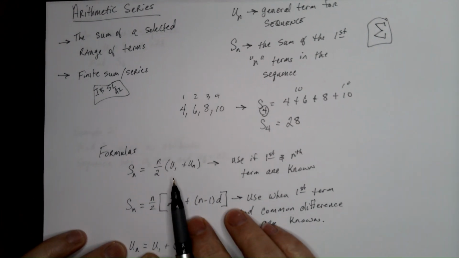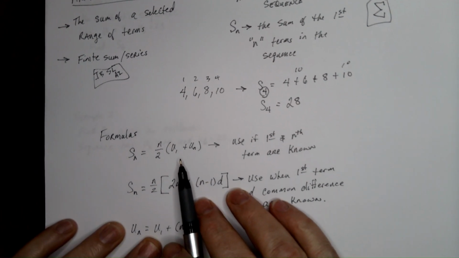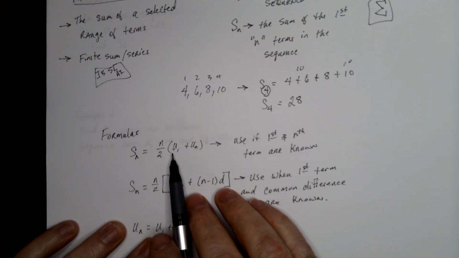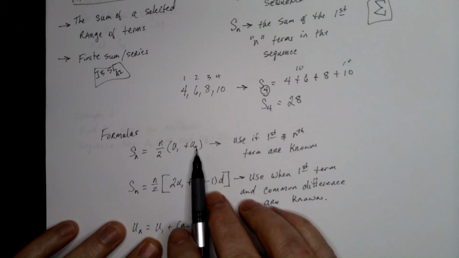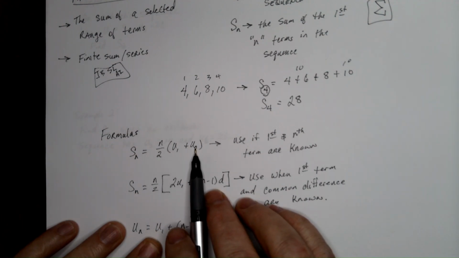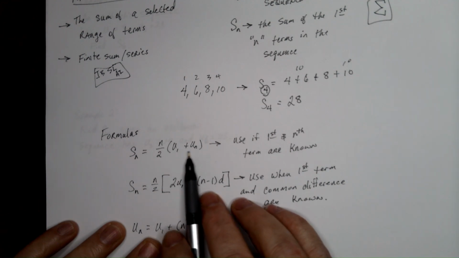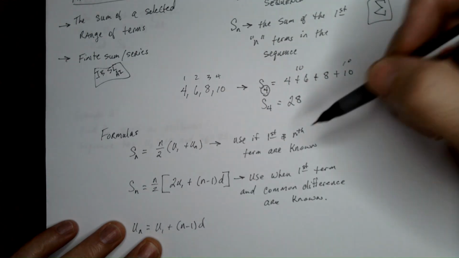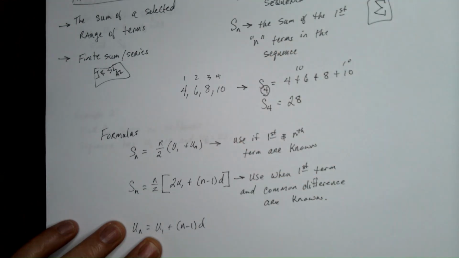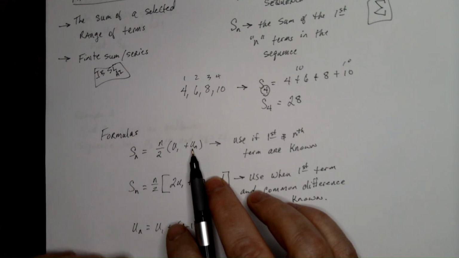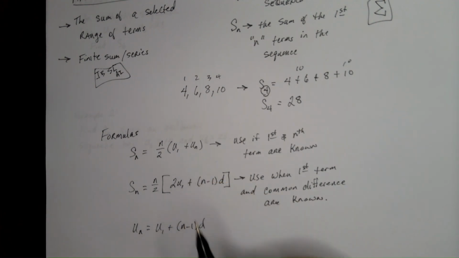So there are two formulas that we're going to be using for the series. The first one is S sub n is equal to n divided by 2. This n and this n are the same, and then times the quantity of the sum of the first and the last term in the sequence, U sub 1 plus U sub n. Now this one, if you know the first and you know the last, you're going to use it. It's really, really easy. But sometimes you won't know the last, and it might be a lot of work to find it.